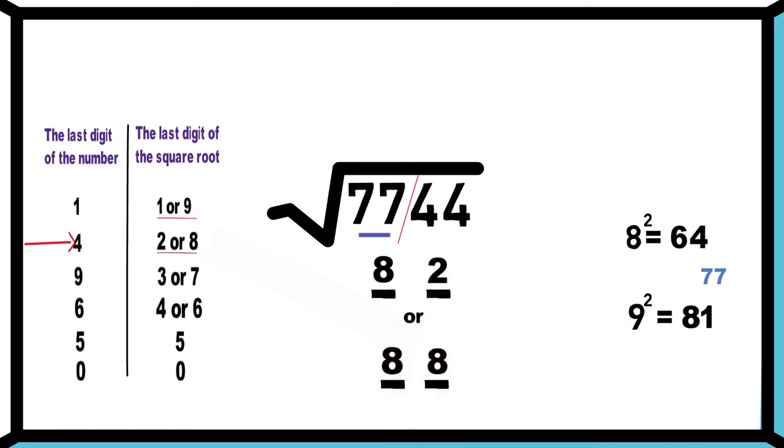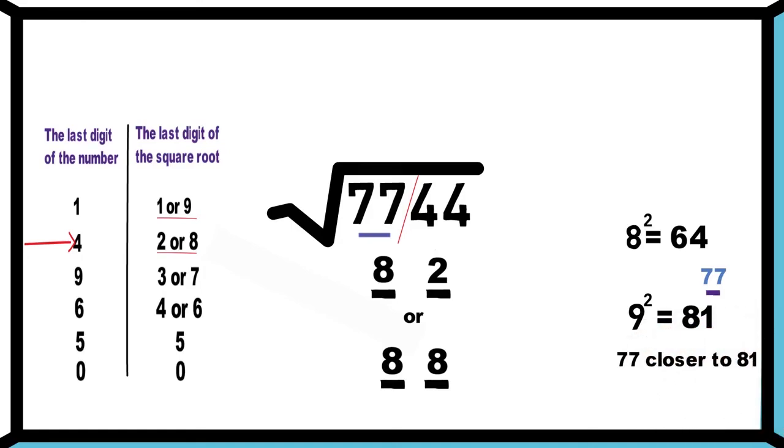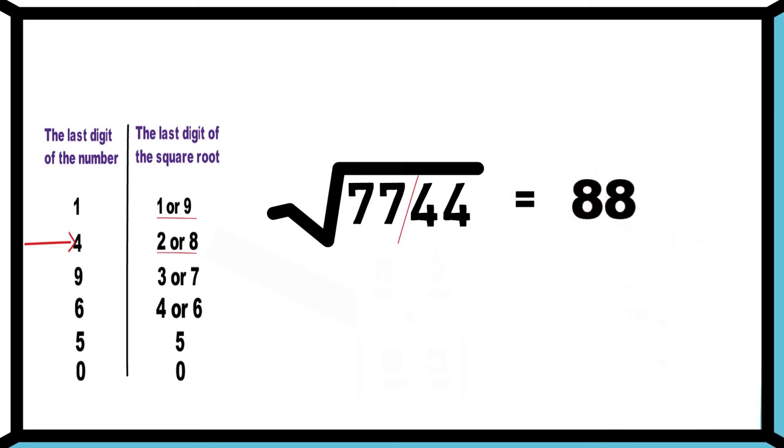To get the final answer, we compare this number 77 with 64 and 81. As 77 is closer to 81, which is the larger number, our answer will be 88. If 77 is closer to 64, the answer will be 82. But here the answer is 88. It means the square root of 7744 is 88. This is our final answer.